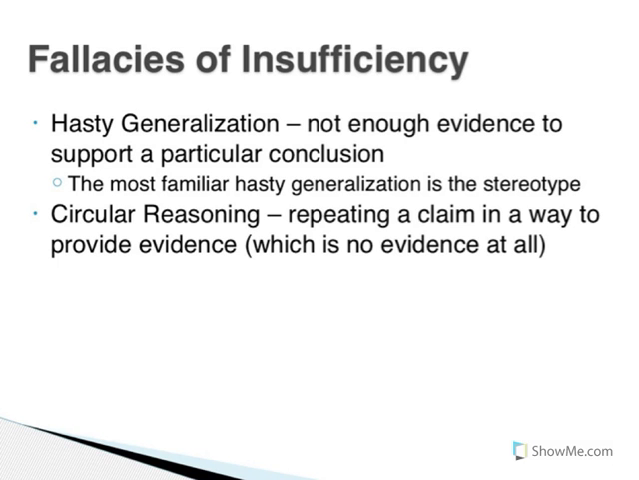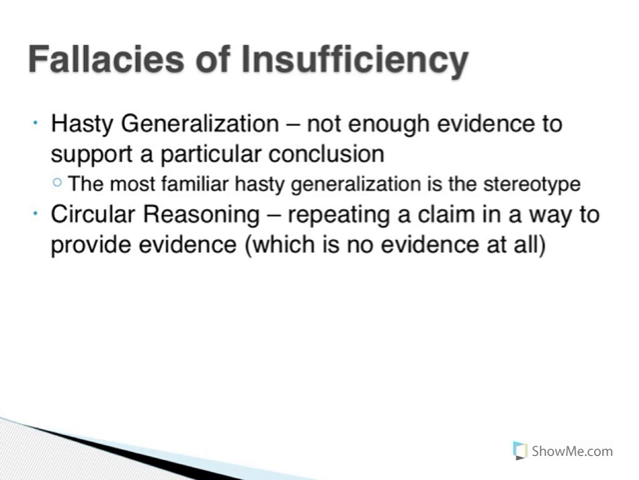And then finally, we have our fallacies of insufficiency, where it's just not enough. So in a hasty generalization, there's just not enough evidence to support a specific conclusion. We can think about stereotypes as hasty generalizations, where you look at one instance and then make a broad conclusion in relation to it. That's never enough. You never want to make a conclusion based on one instance.